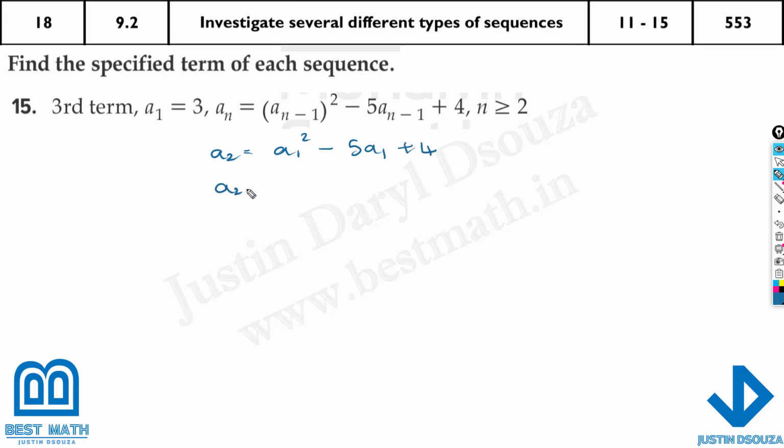It's a big one. So A2 will be equal to 3 squared minus 5 times 3 plus 4. And the answer, you can just put in the calculator because you'll save a lot of time. And A3, what is going to be? It's going to be A2 squared minus 5 times A2 plus 4. And over here, whatever the previous answer in the calculator, we need to just put it over there.